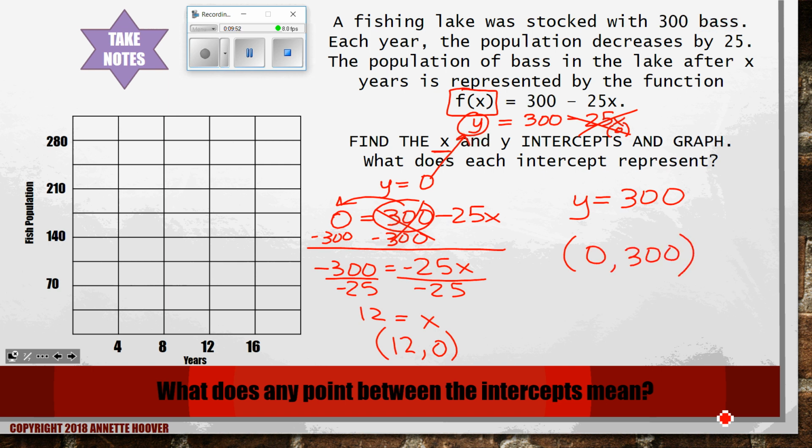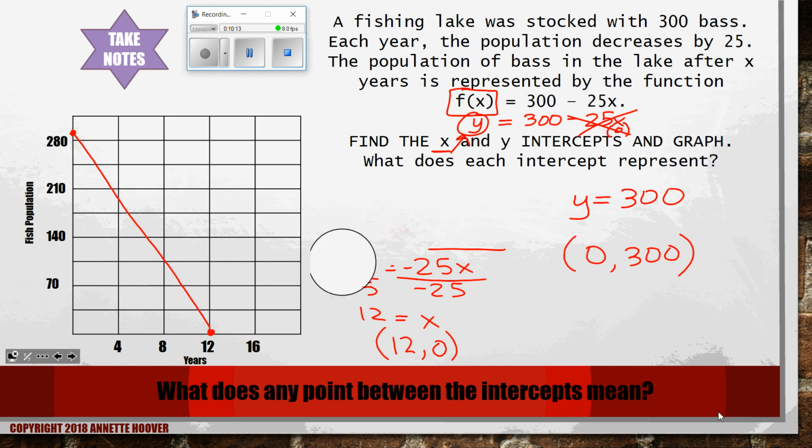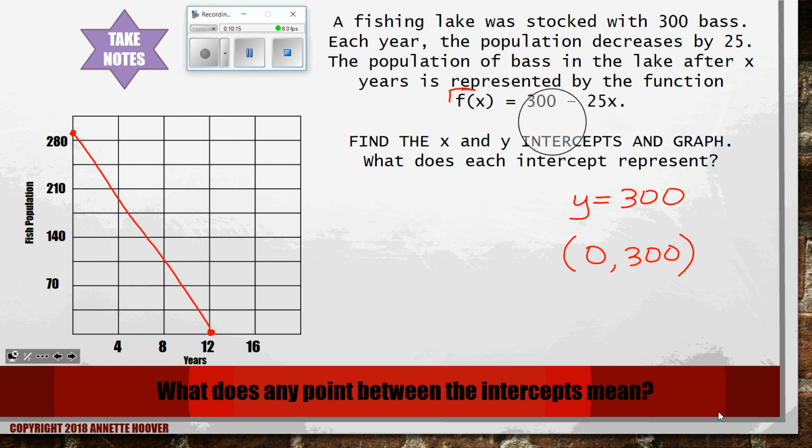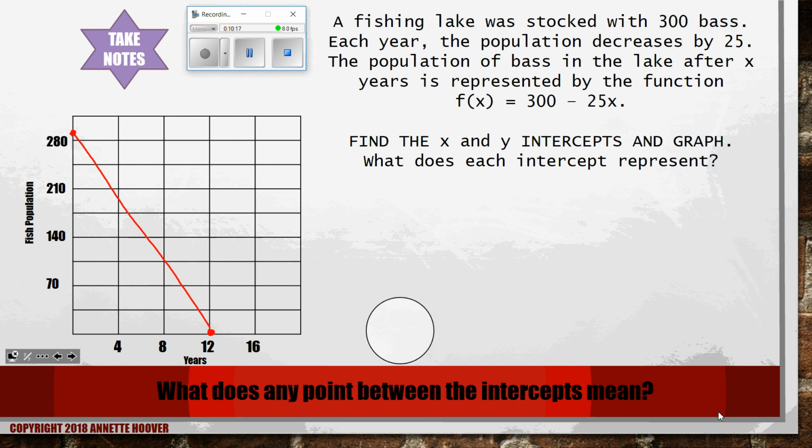And so when we graph it, we go over here to (0, 300). That's the number of fish that the lake began with. We go to (12, 0). That is where by year 12, there were 0 fish left in the lake. So we were able to graph that function by just figuring out the x and y intercepts. An easier way sometimes to graph, and it also gives us the important information that we need.